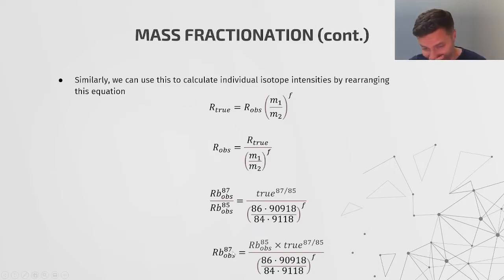to work out our observed rubidium 87 values. Now, why is it important that we use the observed value rather than the true value? Well, when you're doing isotope ratios at very high precision, this value is going to be different. It's going to be fractionated from the true value. So we want to make sure that we take that into account. There'll be a little bit more 87 observed than what we'd expect based on the true value.